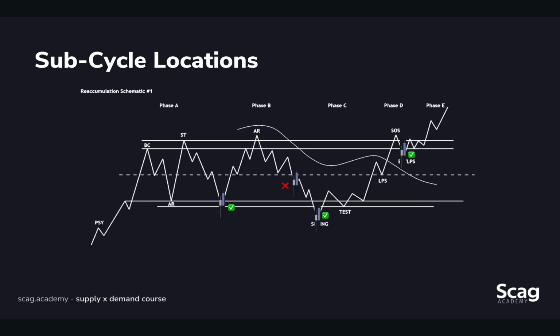We haven't talked too much about subcycles yet. This is a reaccumulation, but just understand that there are some valid locations that you can try. As you can see here, the first one does have a check mark on it. Why? Because it's in a very interesting part of the range. It is in that sign of weakness area, right, that ST test. It is at the lows of the range. There are times where that is valid.